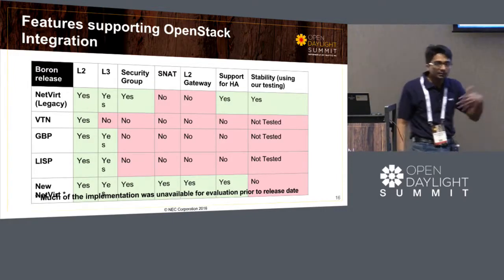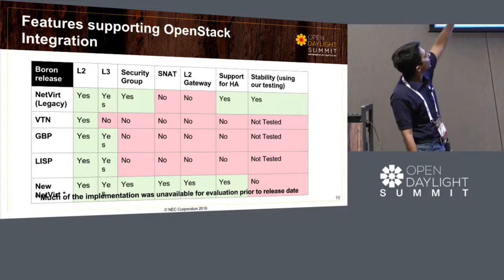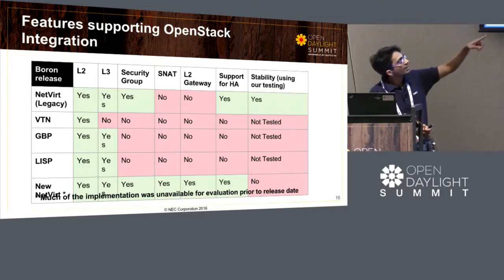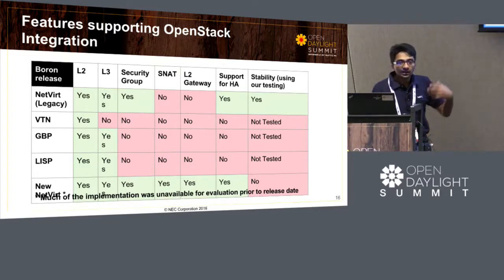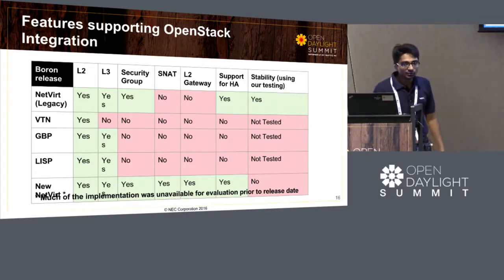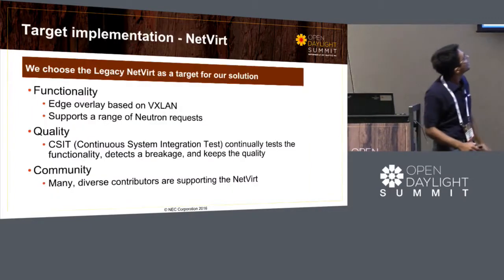But the positive things about the legacy Netvirt were that we had been testing it since the Beryllium time frame, so we definitely knew it supported clustering, and it supported L2 and L3 cases. It was fine because we also had a CSIT running, which was quite stable for the legacy Netvirt. For those reasons, we chose legacy Netvirt as the component that we wanted to use for our particular requirement.